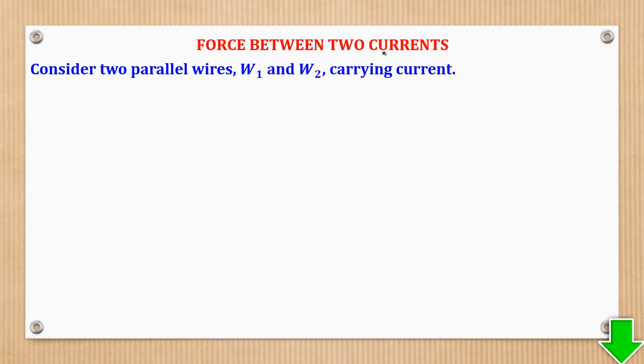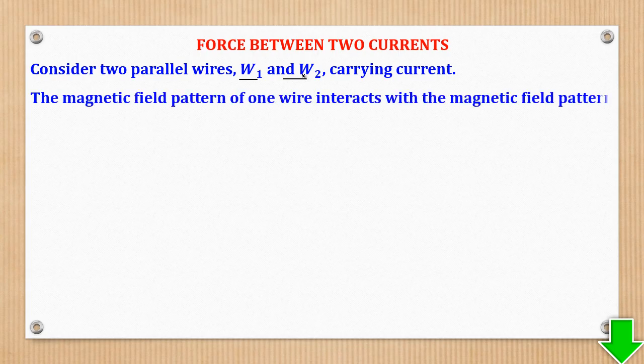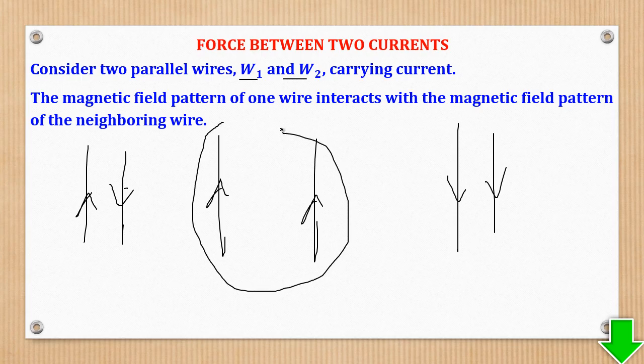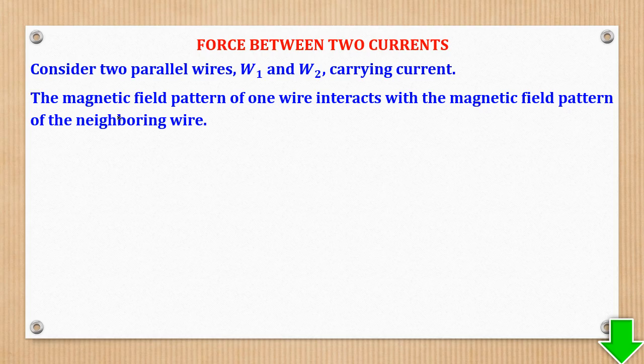So let us start. Consider two parallel wires W1 and W2 carrying current. That current can be in two forms. One can be in the same direction, that is out of the paper, or the same direction but into the paper, or it can be in opposite directions. So we are going to look at both cases and see which direction gives a repulsion force and which gives an attraction force. The magnetic field of one wire interacts with the magnetic field pattern of the neighboring wire.